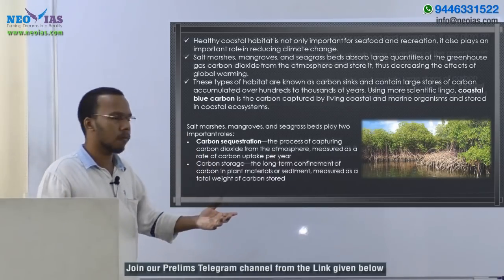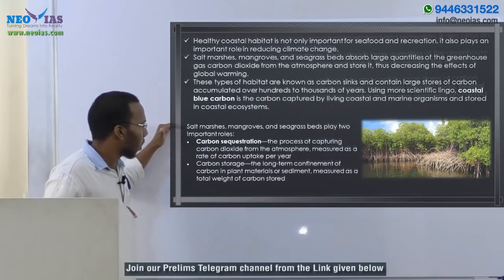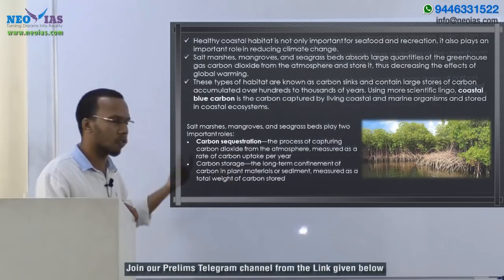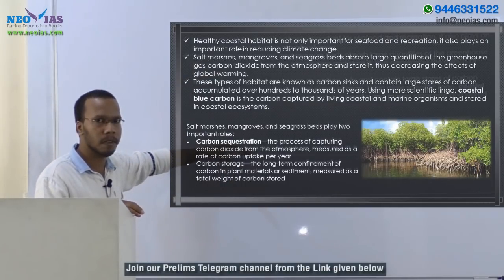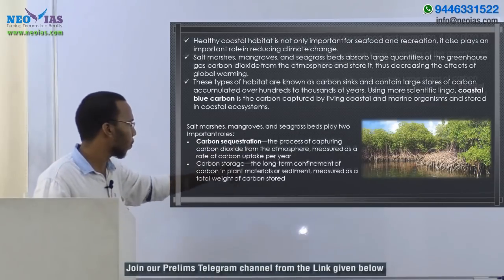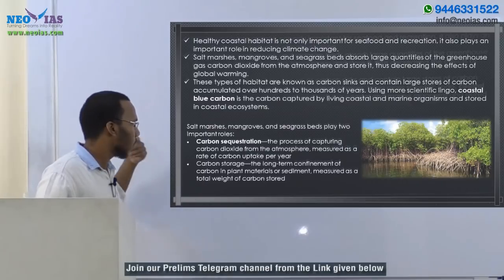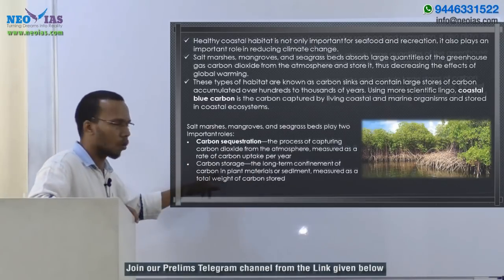Now let us look at two important roles. Salt marshes, mangroves and seagrass beds play two important roles. One, which we already dealt with, is carbon sequestration. Carbon sequestration means the process of capturing carbon dioxide from the atmosphere, and it is measured as a rate of carbon uptake per year. Then carbon storage.